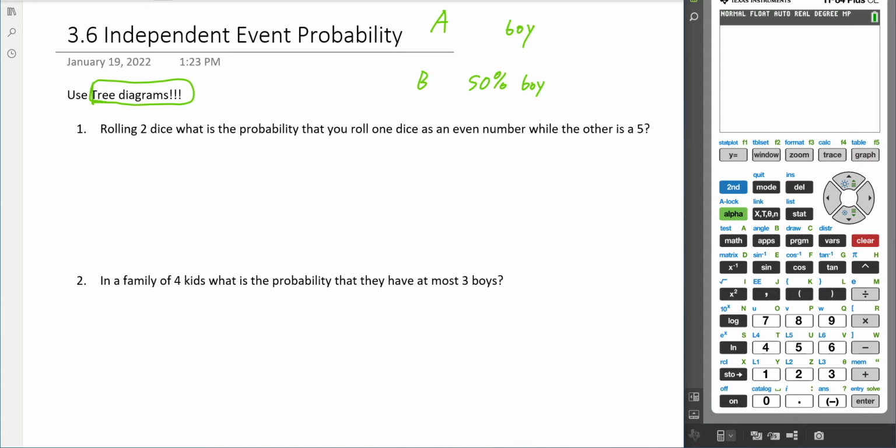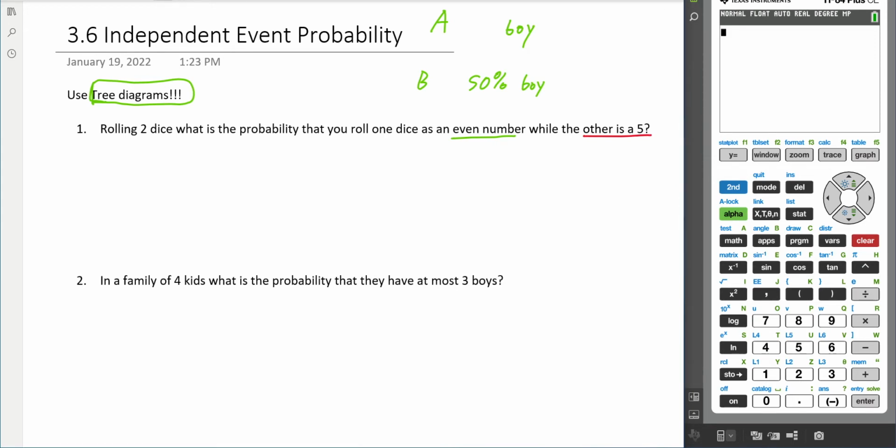So let's take a look at these two examples, and they are both independent events. Rolling two dice, what is the probability that you will roll one die as an even number while the other is a 5? Dice is a weird word where singular and plural are different. So the first is an even number, the second is a 5.